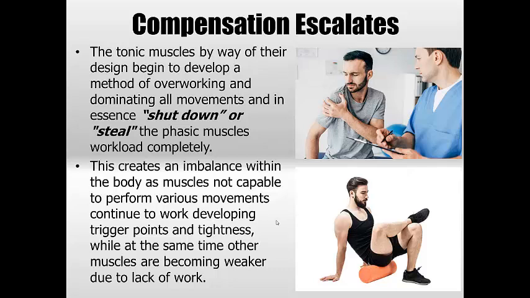So as we mentioned before, you could have the right exercise to correct it, but the tonic muscles are completely ruining it. So this just further creates the imbalance, and the muscles are not capable of being able to perform their tasks. So trigger points are inevitable, which then just makes everything weaker, and everything just goes off the rails.